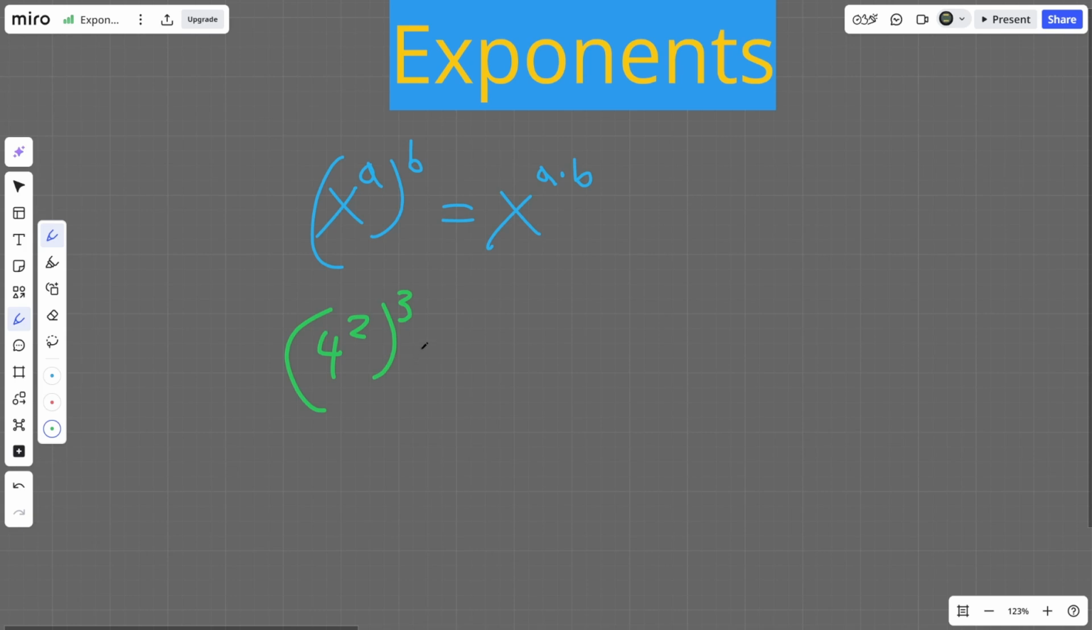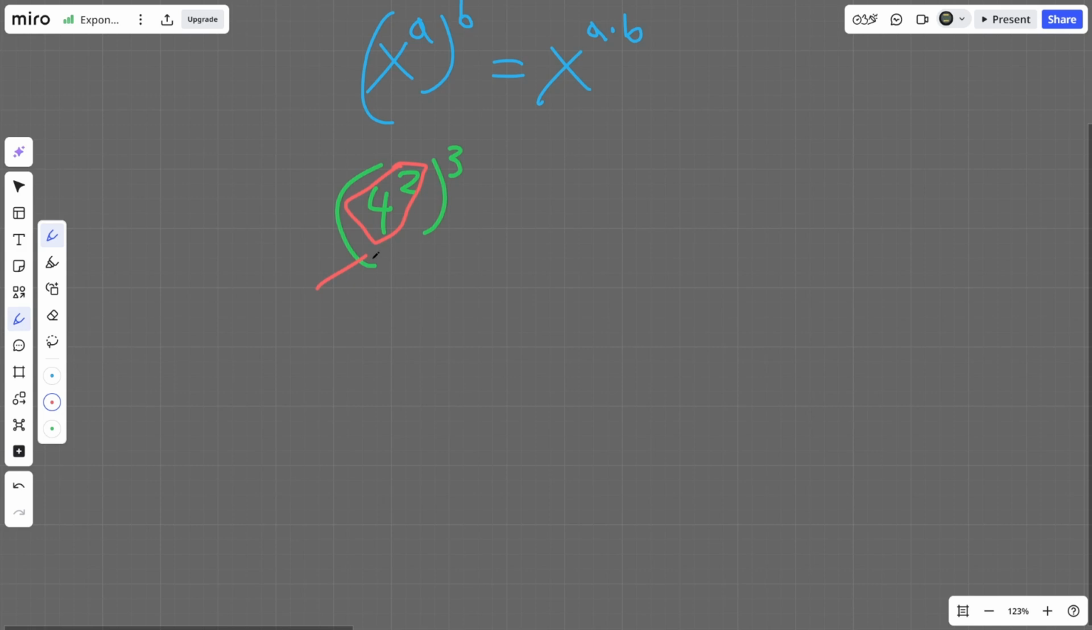The way I try to think of this is that 4 squared you want to join as like a single object in your head. Treat this as one thing. It's getting put to the power of 3. Well, what does that mean? You have 3 of them. That's going to be 4 squared, and 4 squared, and 4 squared. And remember, exponents join through multiplication.